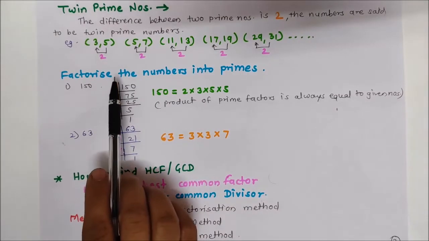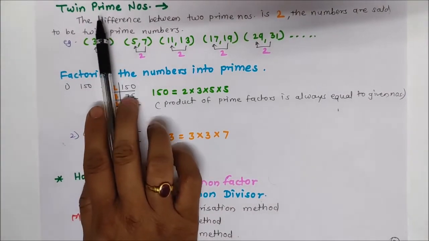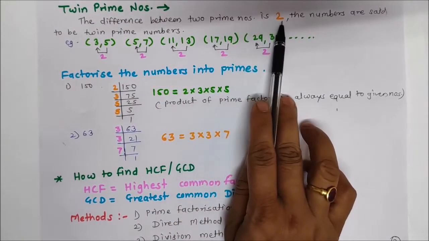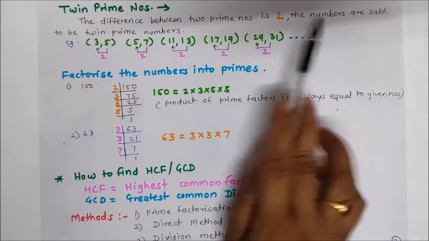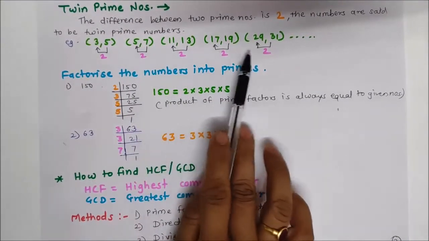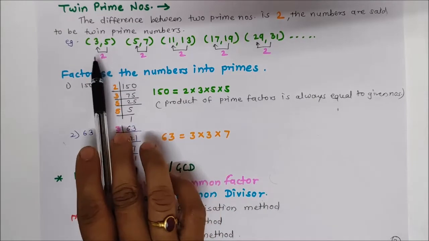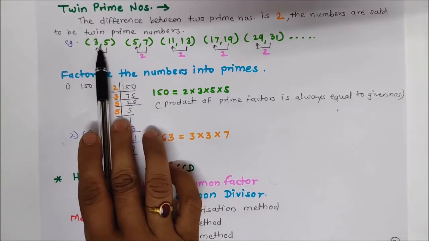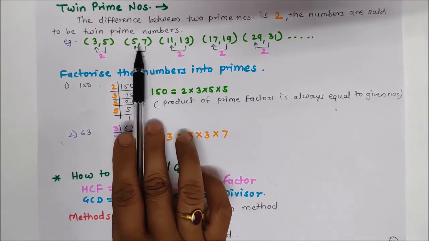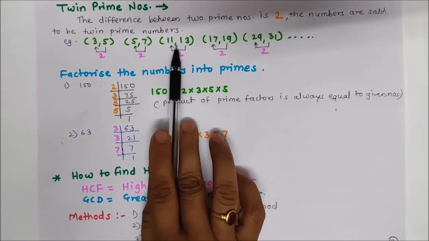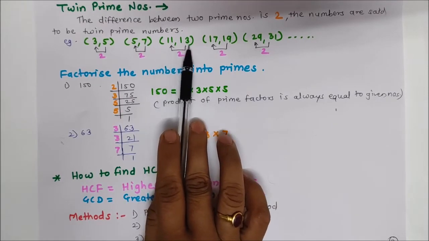Now we are going to study twin prime numbers. If the difference between two prime numbers is 2, the numbers are said to be twin prime numbers. Here are some pairs. 3 and 5 is a pair of twin prime numbers. 5 and 7 is also a pair of twin prime numbers. 11 and 13 is a pair of twin prime numbers.